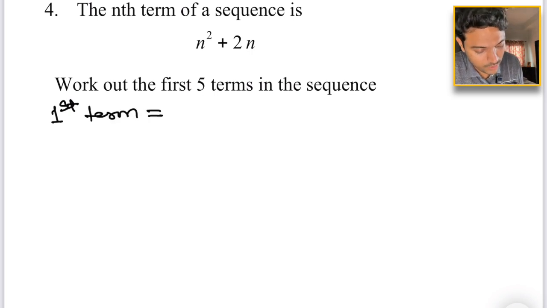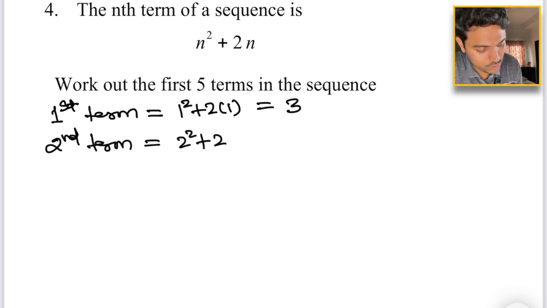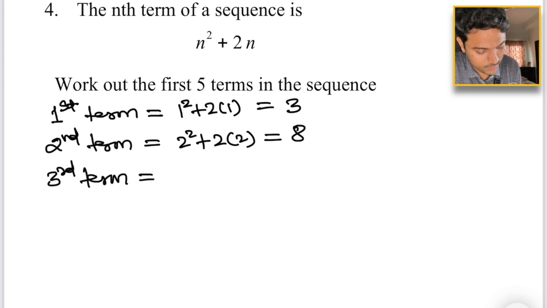So 1 square plus 2 into 1, so that is 1 plus 2, that's 3. Then second term, that's 2 square plus 2 into 2, so 4 plus 4, that is 8. Third term will be 3 square plus 2 into 3. 3 square is 9, and then 9 plus 6, that is 15.